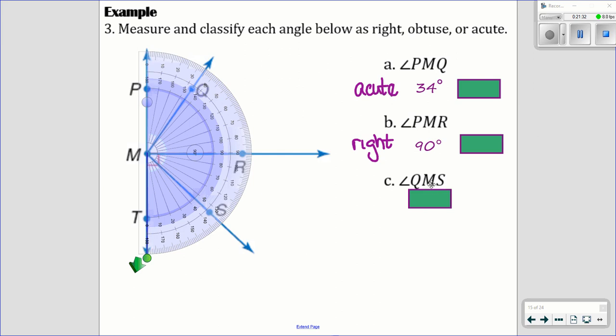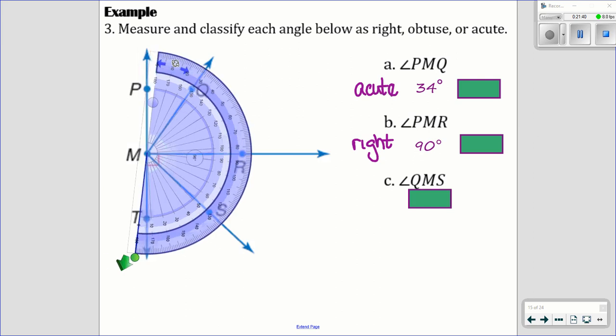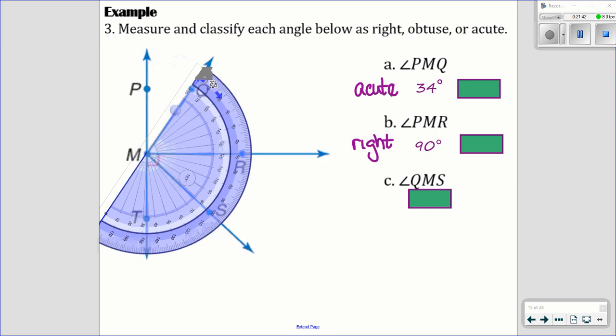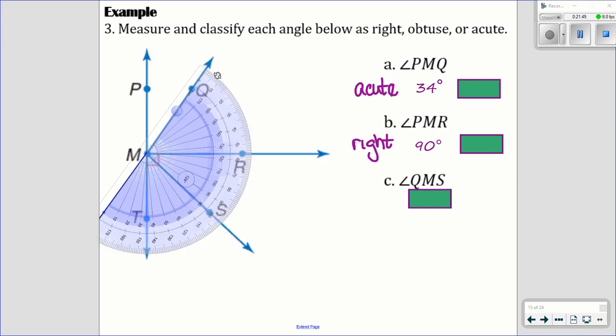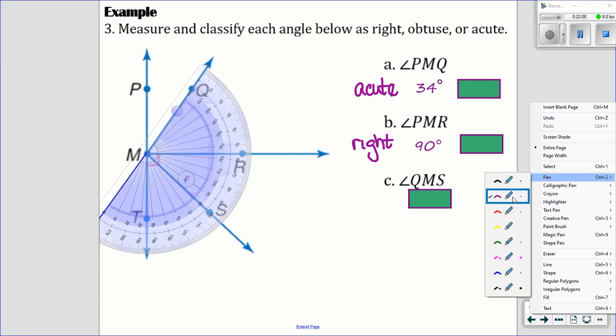Now I'm looking for angle QMS. So I'm going to use MQ as my starting point. M is my middle, so the middle of the protractor is on that vertex. I'm starting at Q. I want to get to S, which is here. So I'm going to use the outside because I'm starting at 0. Go all the way, and it shows 100, and 100 is more than 90, so that means it is obtuse.